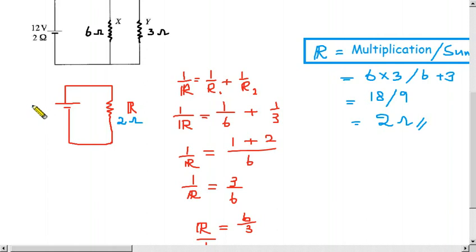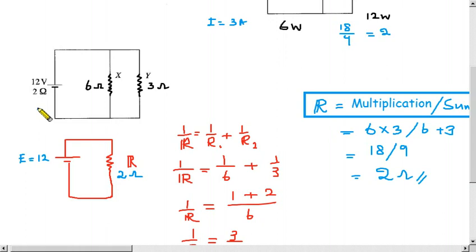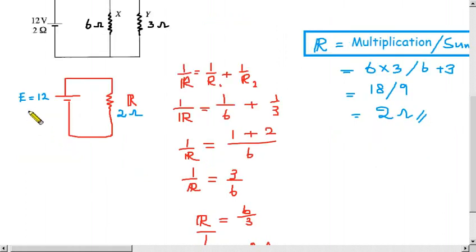So the E of the battery, electromotive force, is 12. They have said it, electromotive force 12 volts. It is not in the diagram, but it is in the question. So simple r is 2. Now we know these 3. We know the resistance, the electromotive force and the internal resistance, so we can find the current.